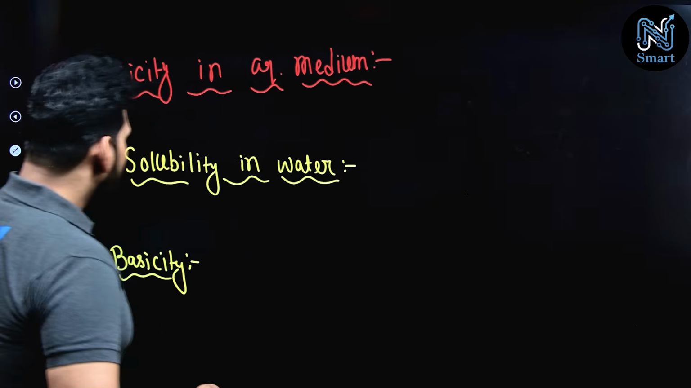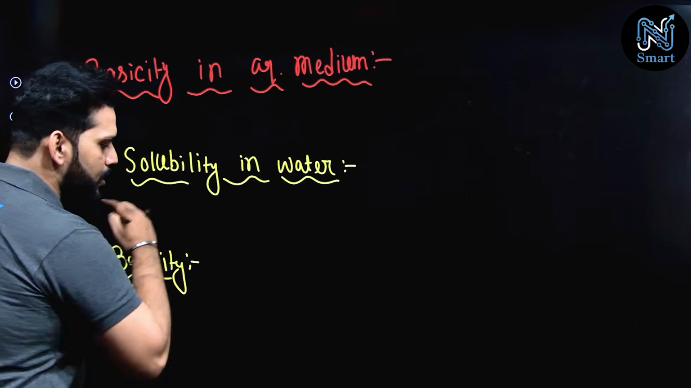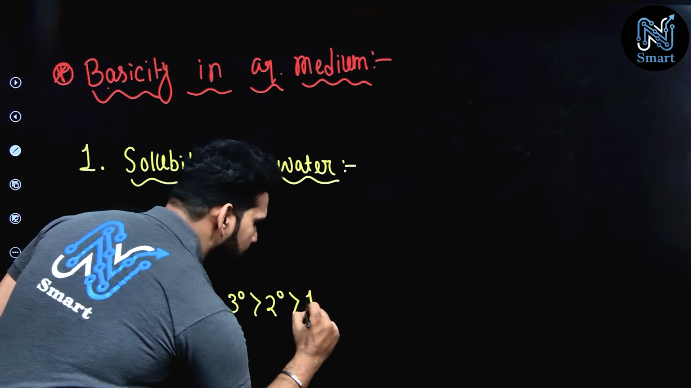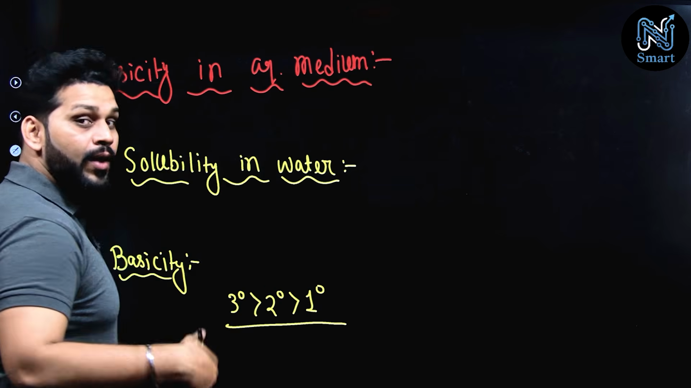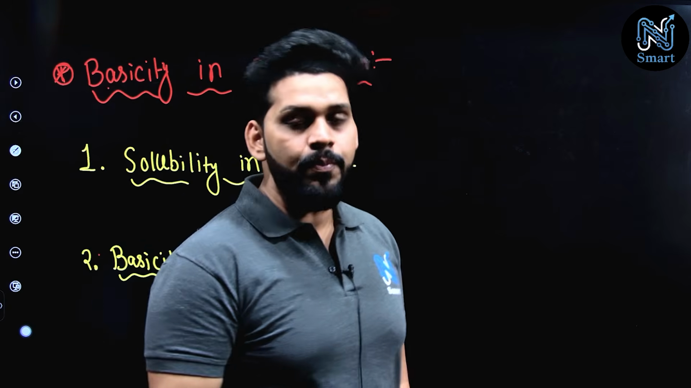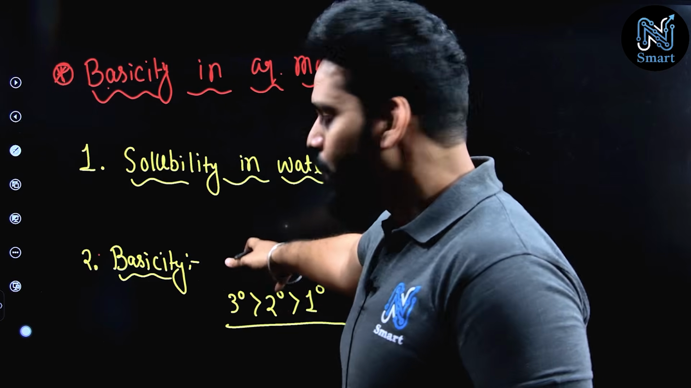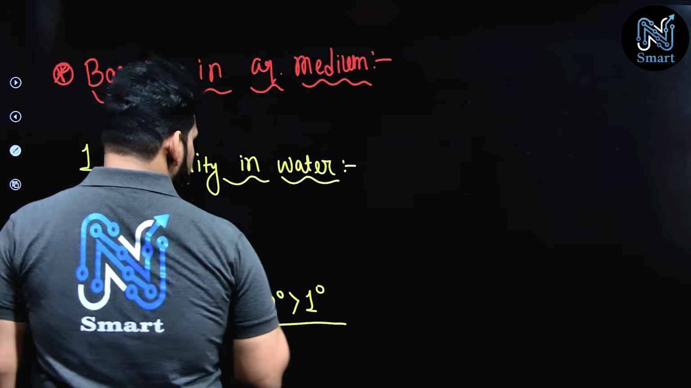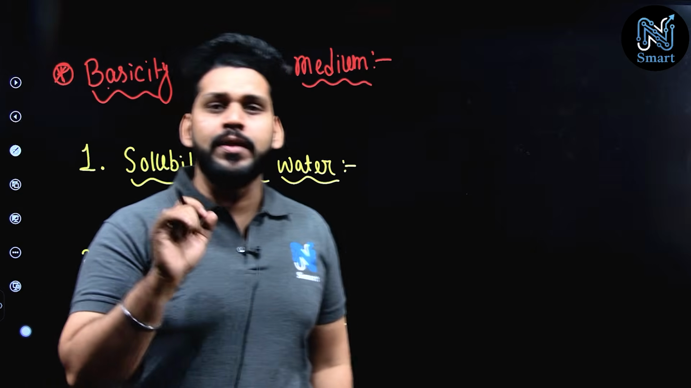See now, what was the basicity order? We have just learned, guys, 3 degree, 2 degree, 1 degree, isn't it? Tertiary has the highest basicity. Why? Because it has the most electron donating groups. Because of that, it is the most basic in there. Correct? This much we are all clear? Now the point is, if we talk about solubility now.